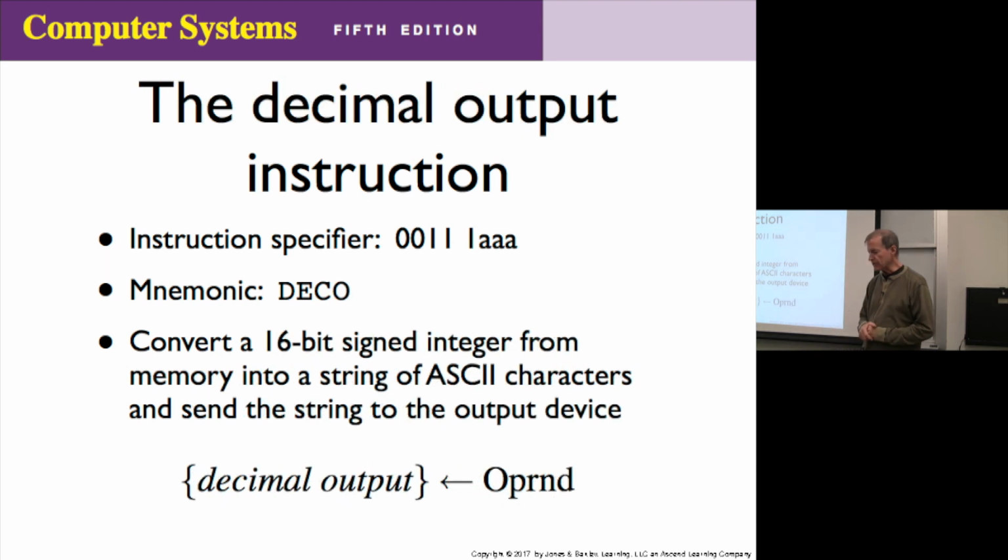And the decimal output instruction is DECO, similarly, except instead of inputting it from the input device, it outputs a 16-bit signed integer from memory into a string of ASCII characters and sends that string to the output device. And again, there's no register R field, but there is a register AAA field.